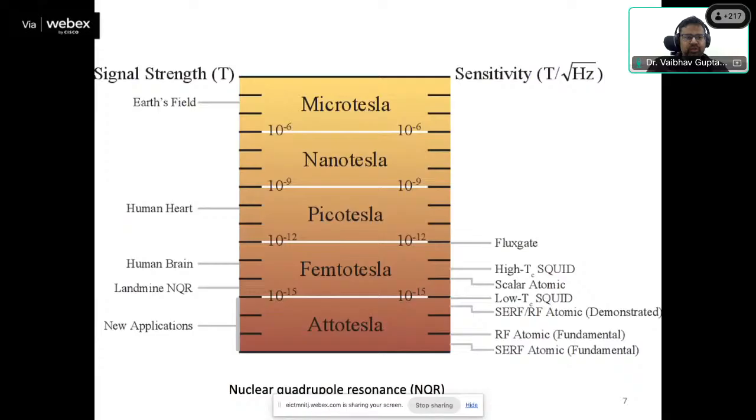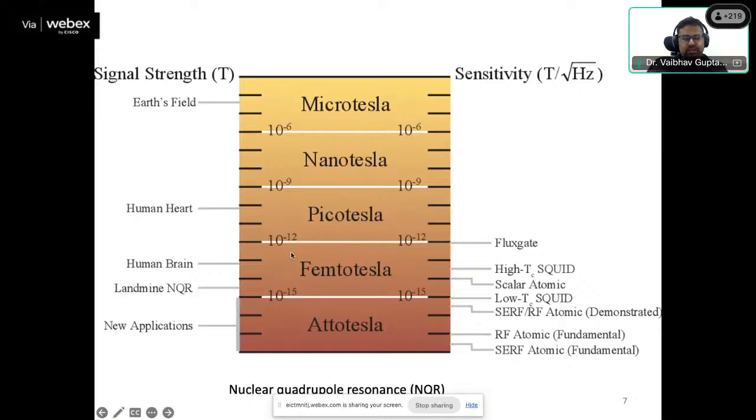Just to give you a basic idea, what kind of signals are we targeting? Earth also has a magnetic field, and this magnetic field is in the range of microtesla. Here is the signal strength, in microtesla. Then humans have a heart, right? If you go close to our heart, like if I place my hand here, there will be some magnetic signal, and these magnetic signals are in the picotesla range.